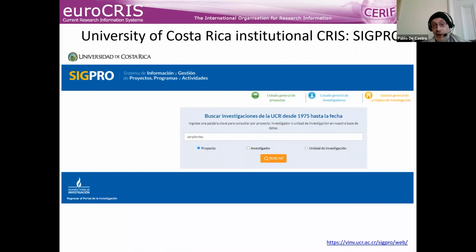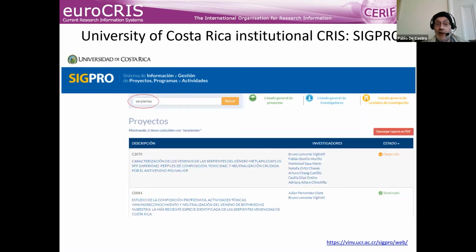So again, this is loosely following the CERIF data model. You can search by projects, by researchers, and by institutional affiliations. If we search by serpientes, which is what I'm doing, snakes in Spanish, you can see 2 projects when searching by projects. One of them is running, the one in orange color. The other one is finished. Both of them are related to venomous snakes.